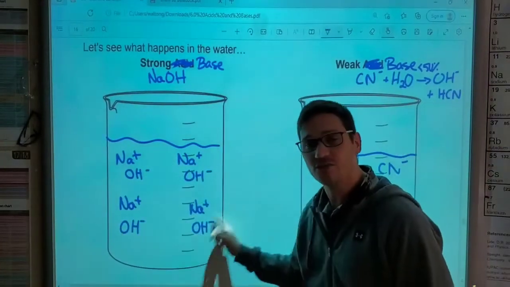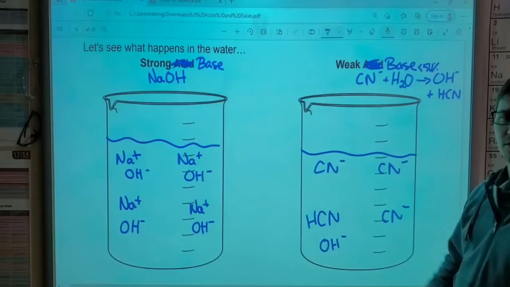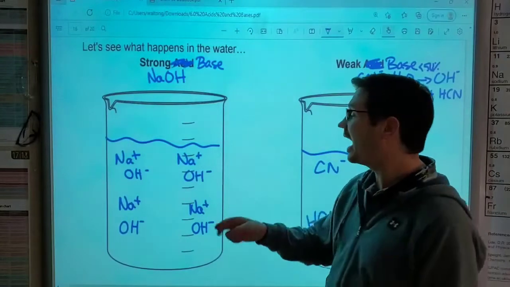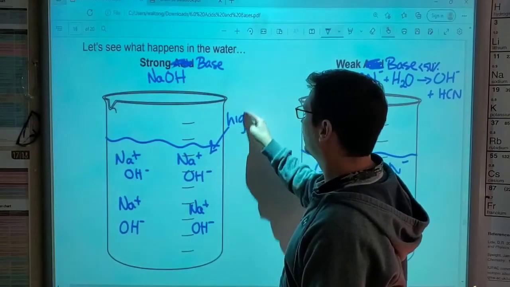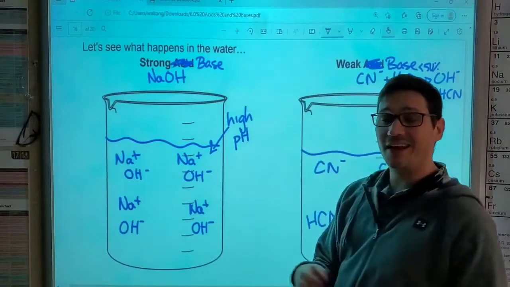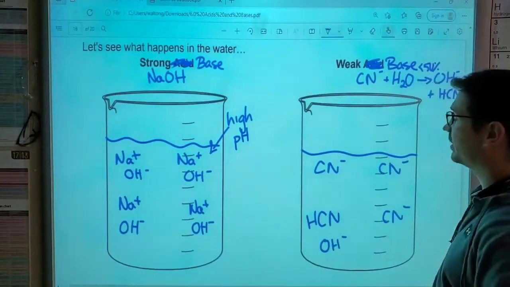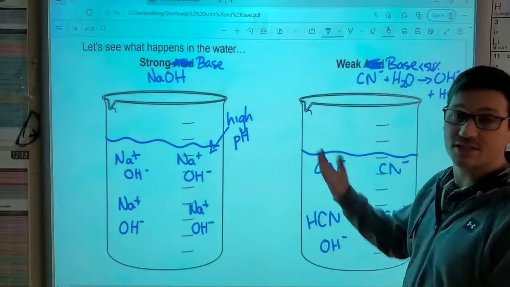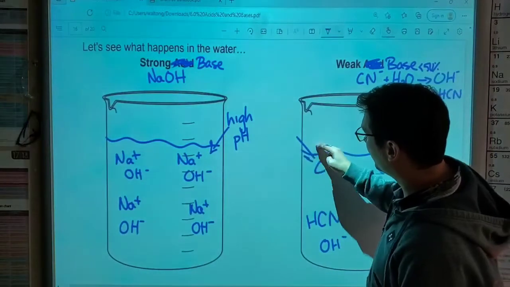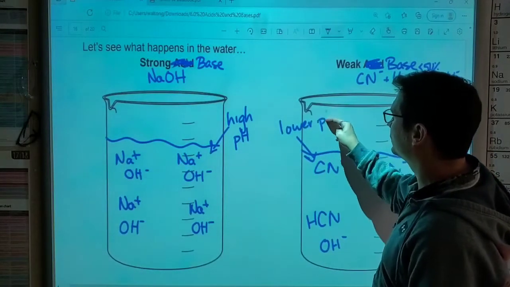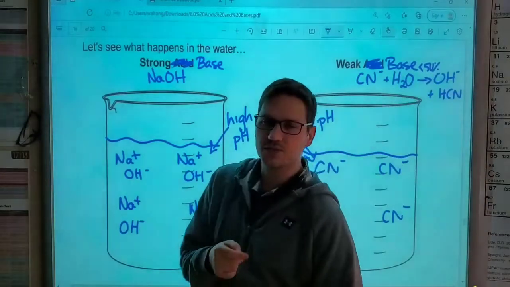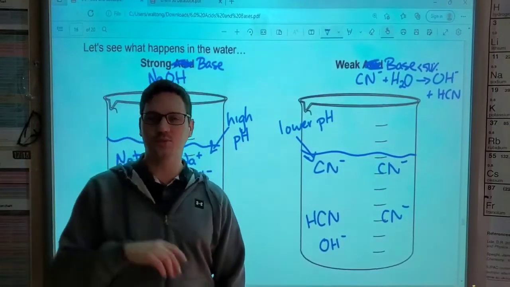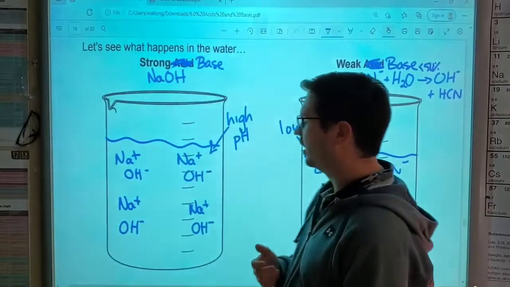We've got lots of hydroxide and a small amount of hydroxide. So something that has lots of hydroxide is going to have a really high pH. That's why in your notes you wrote down that it has a pH around 13 or 14, something like that. And then this weak base is going to have a relatively lower pH. It's still going to be above 7. It's still basic, but this one's going to have a lower pH. So let's take a look at a couple solutions right now, and let's try and see if we can figure out which one is a strong base and which one is a weak base based on the pH of the solutions.